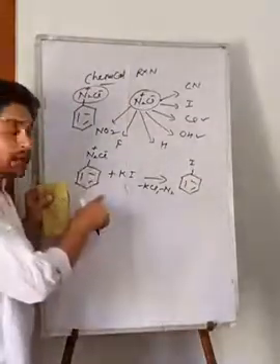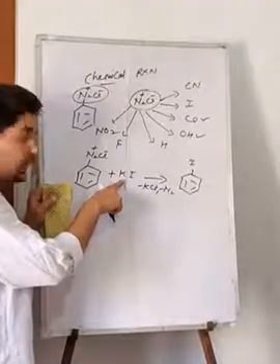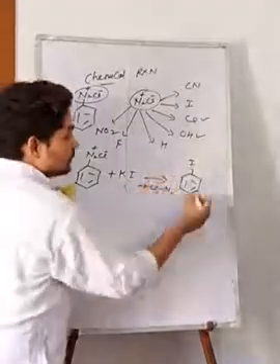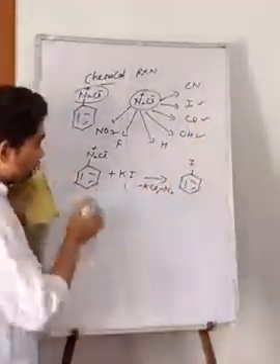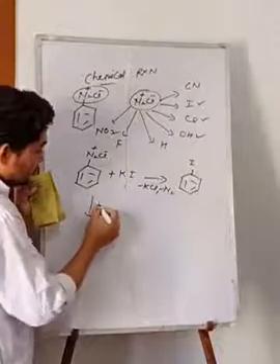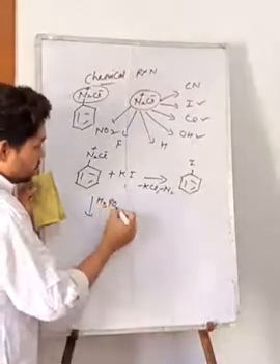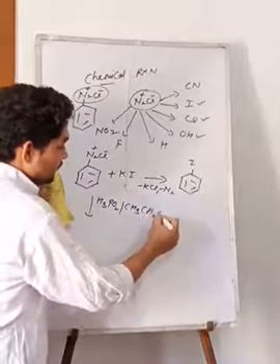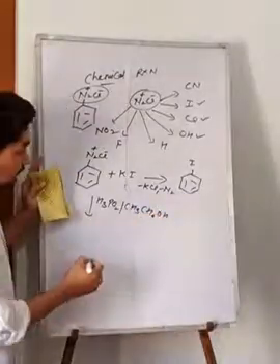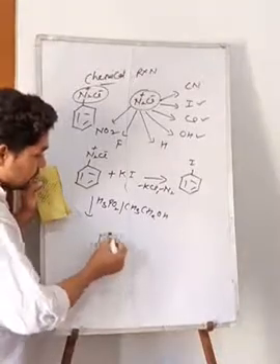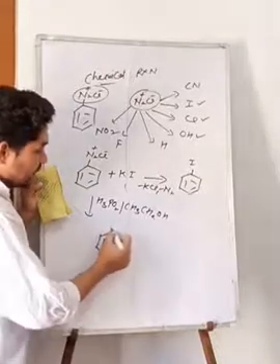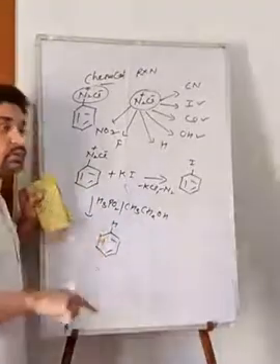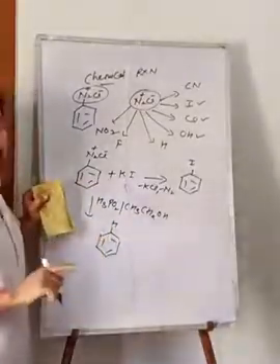Benzene diazonium chloride treated with potassium iodide gives potassium chloride, nitrogen gas, and iodobenzene. But when this reacts with hypophosphorus acid or ethanol, this group is eliminated and replaced by hydrogen. So there is the formation of benzene. This reaction is very important for the conversion of many organic compounds.